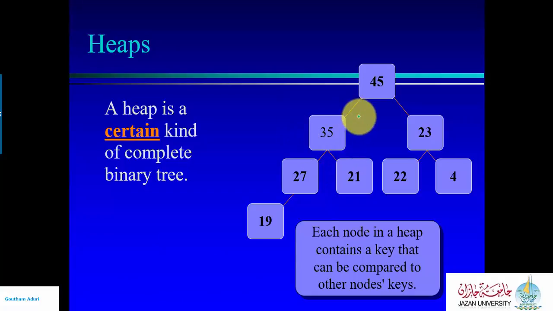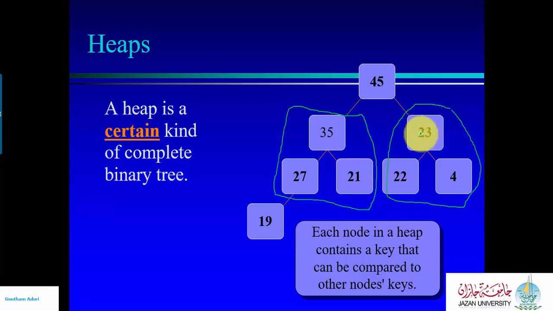So first I will take this subtree (35, 27 and 21). This is not a binary search, you don't need to find whether the left one is smaller or the right one is bigger or something like that. The condition for the heap order property is that the parent should be greater than the left and its right child. Here also, if you see 23, 22 and 24, the parent is greater. Here the parent is greater.